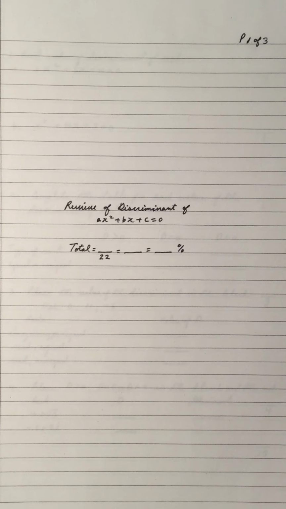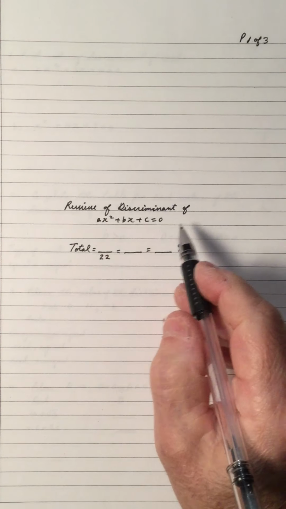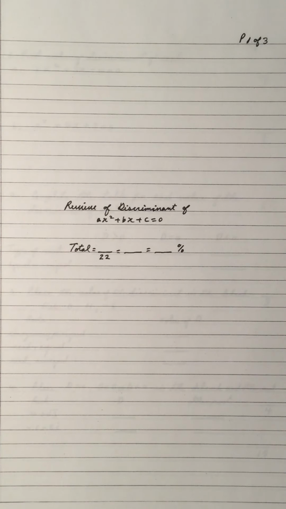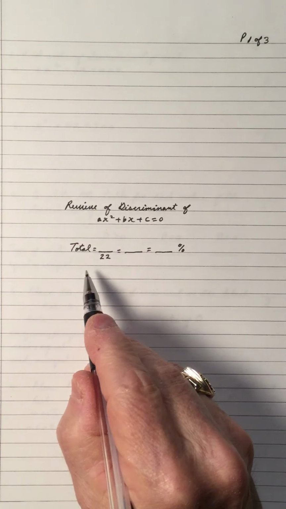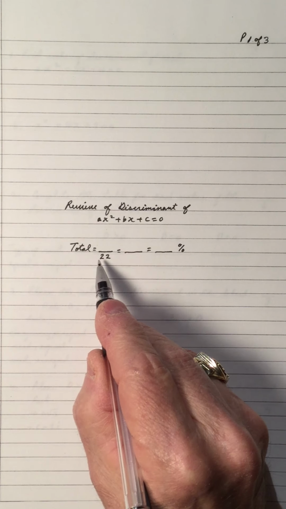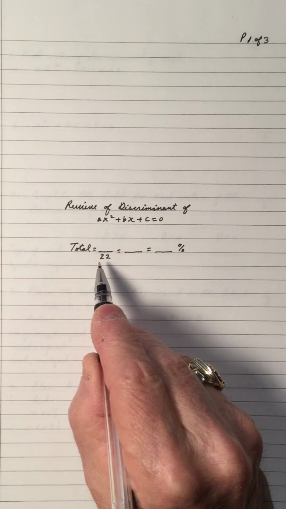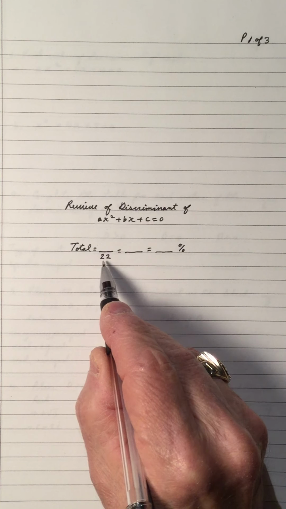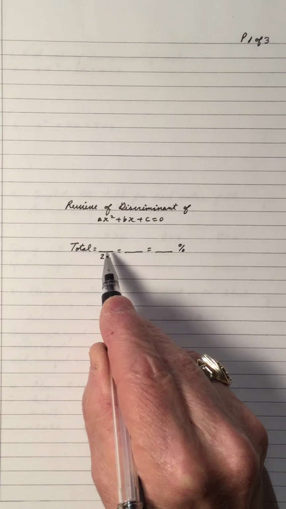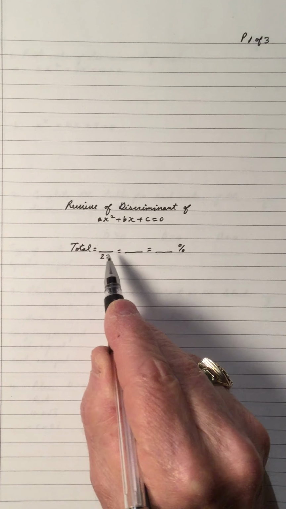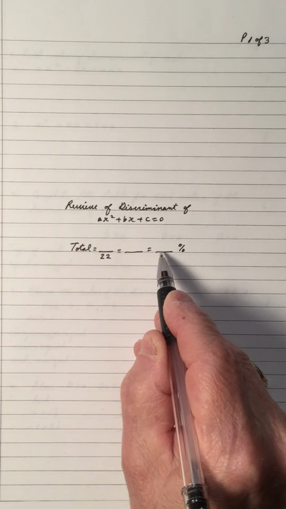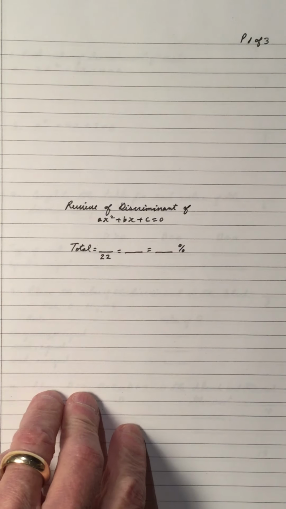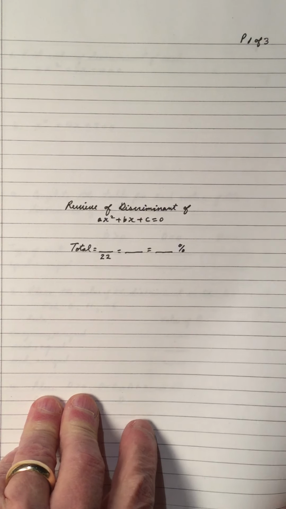Hi, welcome to my review of the discriminant of the quadratic ax squared plus bx plus c equals 0. As in every review, I treat it as a quiz where you give yourself a mark for each question that's right and total up your marks. This review has a total of 22. Find your number at the end, put it over 22, convert it to a decimal, and then move the decimal 2 places to the right to get a percent. So this is the first page of 3. Let's do the review.